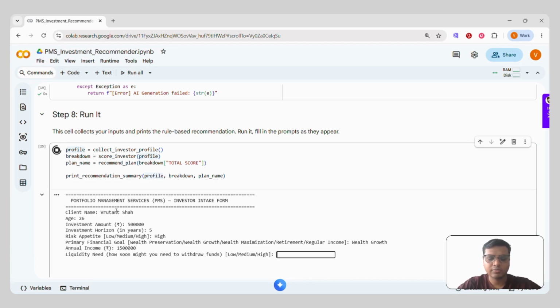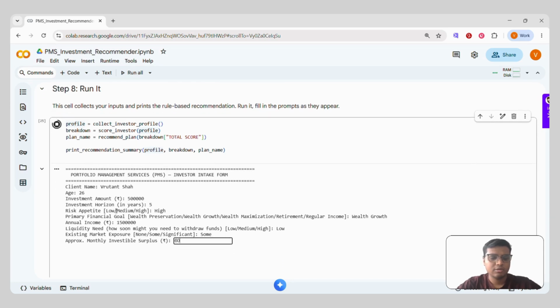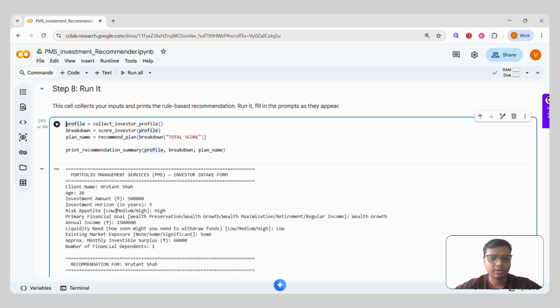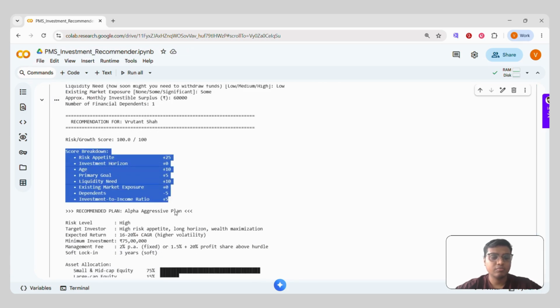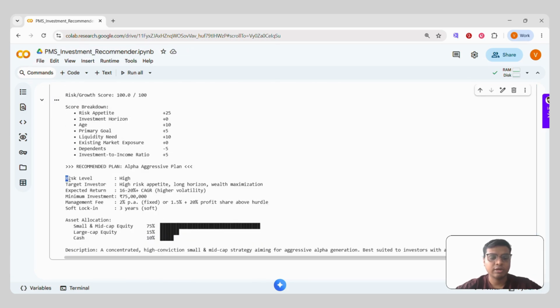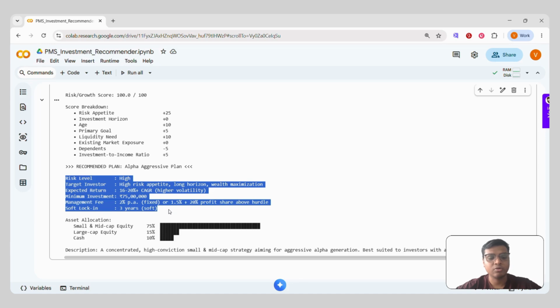Then what is my current liquidity need? What we are doing over here is very simple. We are just giving it certain parameters for it to get an idea of what can be done. And finally, what it has as an output over here is first the score breakdown, then the recommended plan. It tells me what the different things are that it is doing for that recommended plan. It is even telling me what the asset allocation will be.